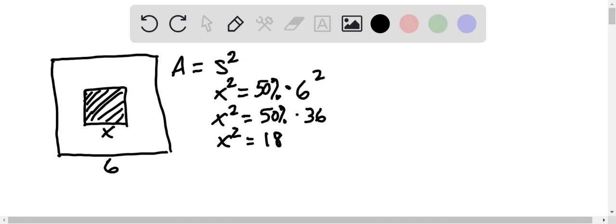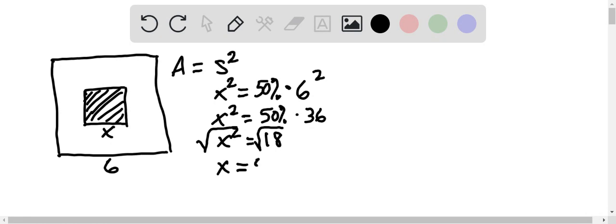So how can I use a calculator to figure out what number times itself equals 18? Well, there's a nifty little button on your calculator that's the opposite of squaring, and it's that little shape right there, and it means square root. Since they're opposites, they undo each other, and it just leaves you with an x over here. So type in your calculator square root of 18.